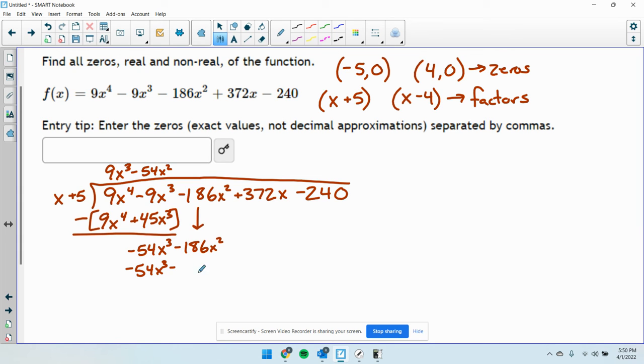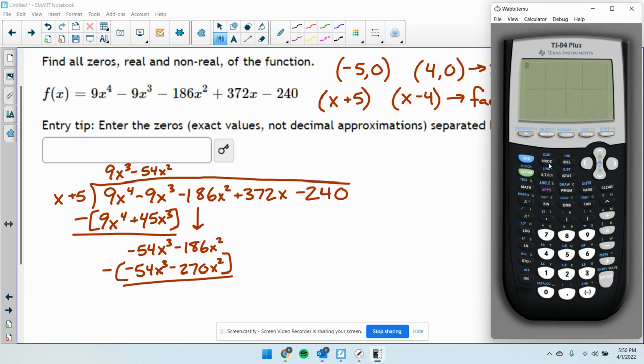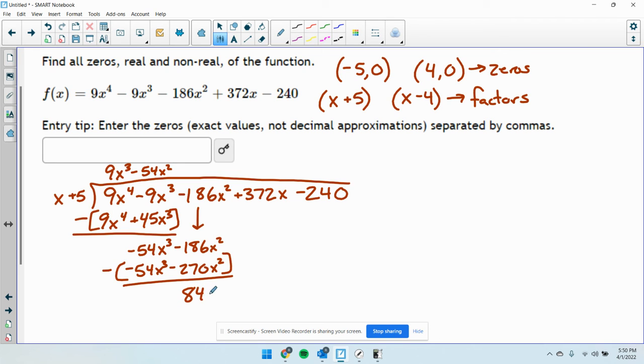That's 270x squared. Subtract again. So these cross out. Negative 186 plus 270. I don't want to mess that up. Negative 186 plus 270 is 84. This is 84x squared. Bring this down. That's plus 372x.